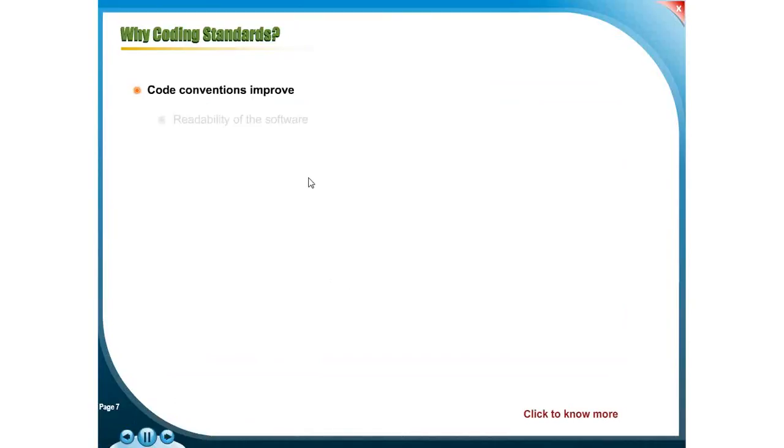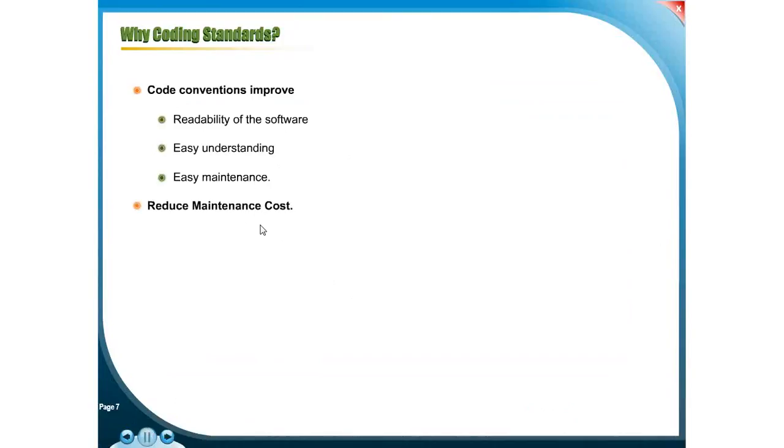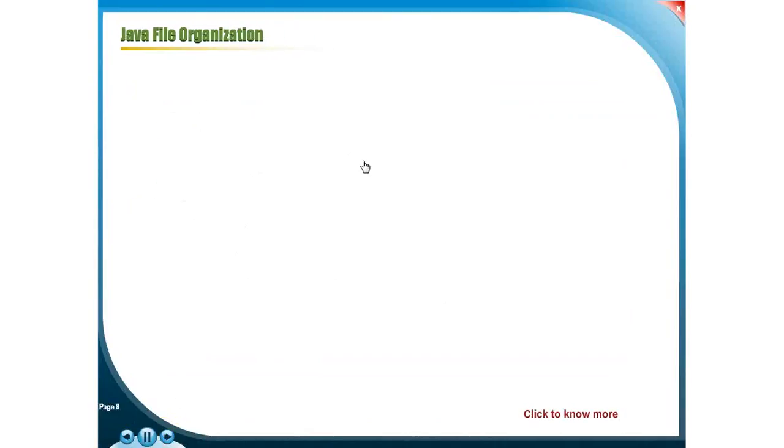Next, why coding standards? Code conventions improve the readability of the software, the readability of the programs which you have written. Then easy understanding, because if you explain every variable and method in comments, there is no need to go through the code; just reading the comments will give you an idea that this particular piece of code is doing this particular task. Also easy maintenance and reduced maintenance cost. For these reasons, we go for Java coding standards.